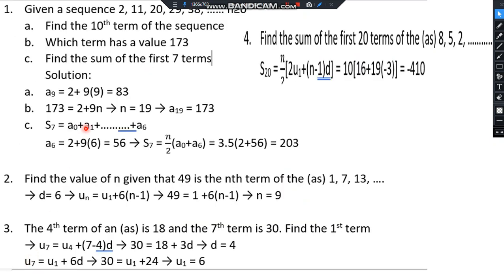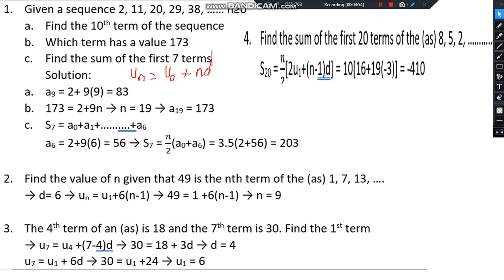Let us take some examples. Here I have an arithmetical sequence: 2, 11, 20, etc., for n bigger or equal to 0. So what are we adding here? Here we are adding 9 each time, as you can see. Find the 10th term of the sequence. So the formula is un = u0 + nd. d is 9, since we are adding each time the common difference.